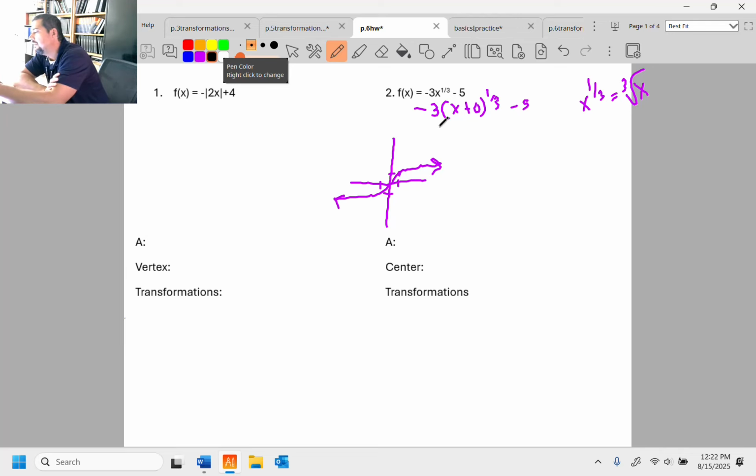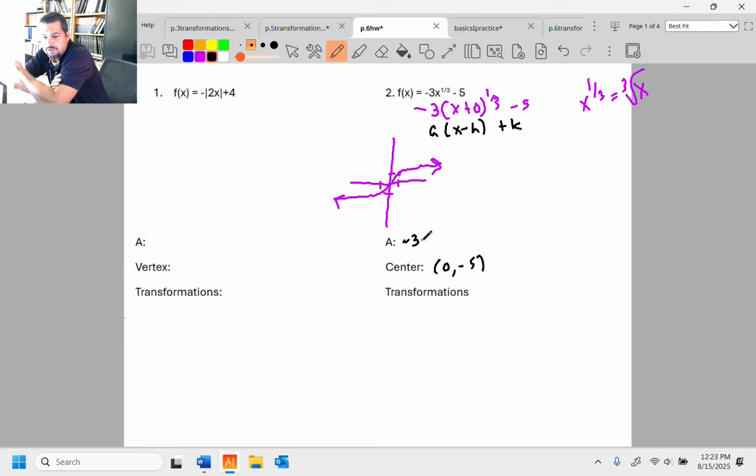So let's line up with our form a(x - h)^(1/3) + k. And from there I can get my center. The center is at (0, -5). The initial slope a is -3. So that's enough information to graph the kid.